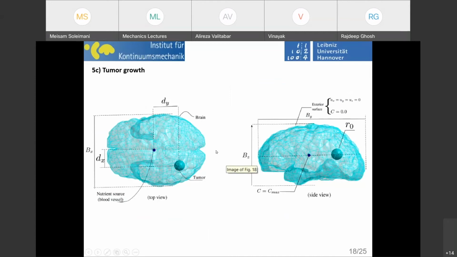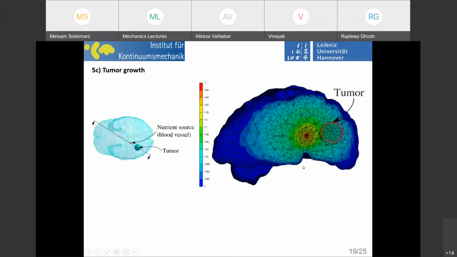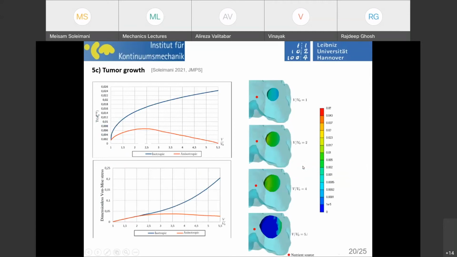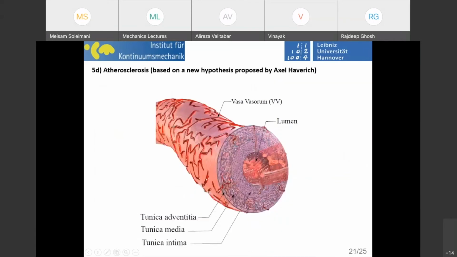It's something that has its root in genetics, or at the cellular level. We assume that we have a little tumor, and then we let it grow. So this is very important. Again, these examples were published in this JMPS, so for those who are interested, you may look.